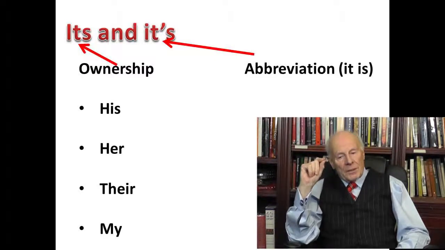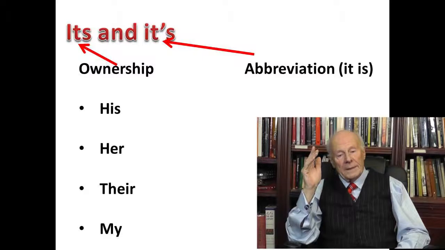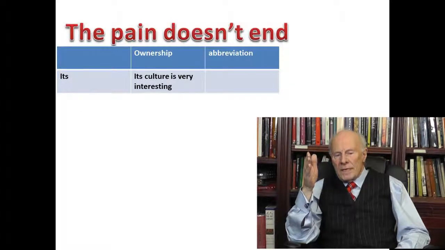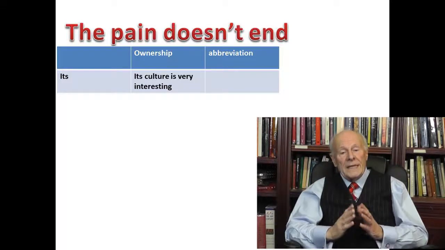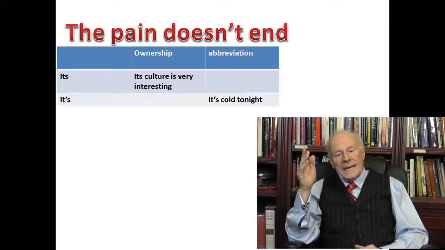Its without the apostrophe is a word in its own right. It's an ownership word like my. So for example, we may say of a nation, its culture is very interesting. The culture is owned by the nation, but we don't need an apostrophe there because it's already an ownership word. It's with an apostrophe is an abbreviation of it is. The apostrophe shows us where the letters have disappeared. For example, it's cold tonight. It is cold tonight.